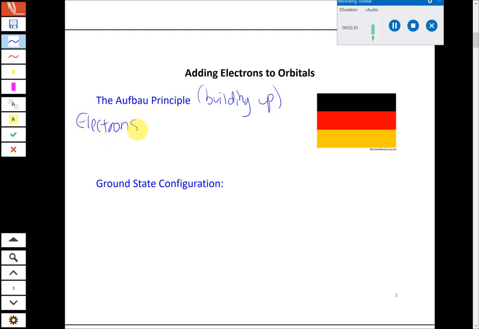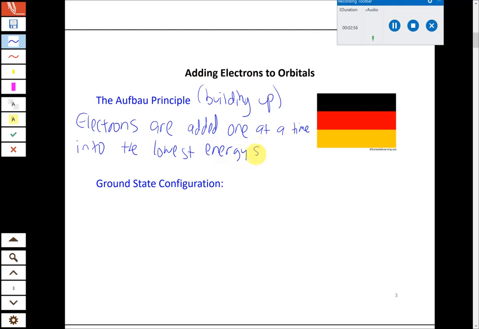What we have to learn, of course, which we're going to go through a lot today, is how to know what order the subshells come in. We're going to add the electrons one at a time, and we're always going to put them into the lowest available sublevel. Say lowest energy, that's probably a better way to say that. We're going to completely fill up one subshell before we move on to the next one. We're always going to go from lowest to highest energy.